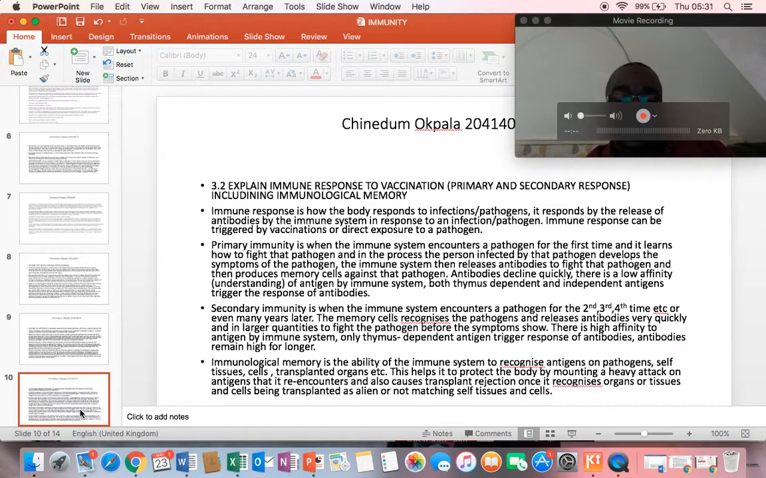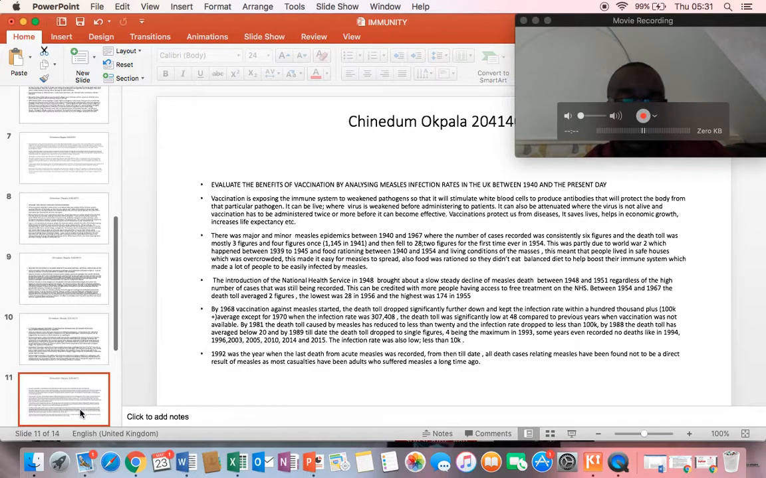Immunological memory is the ability of the immune system to recognize antigens on pathogens, tissues, cells, transplanted organs, etc. This helps it to protect the body by mounting a heavy attack on antigens that it re-encounters, and also causes transplant rejection once it recognizes organs, tissues, or cells being transplanted as alien or not matching the body's tissues and cells.